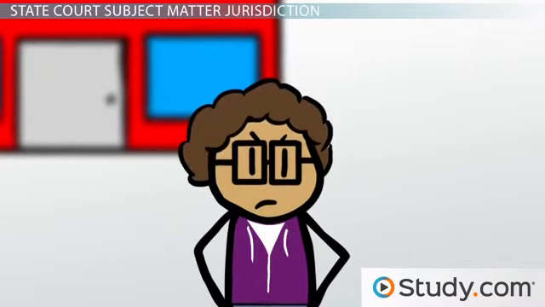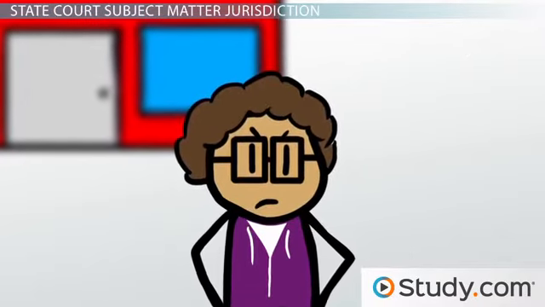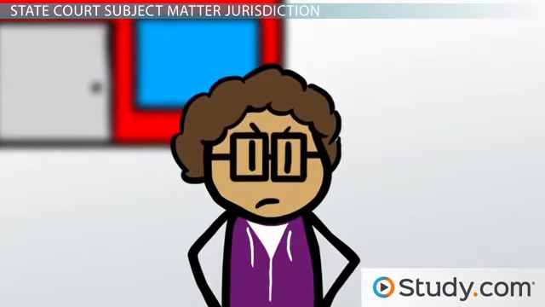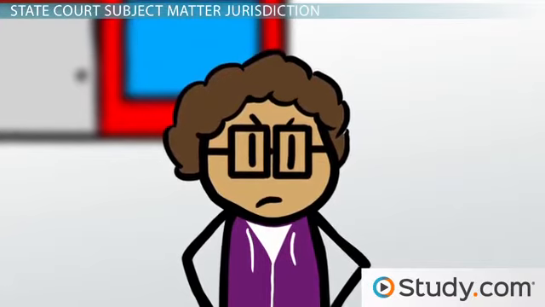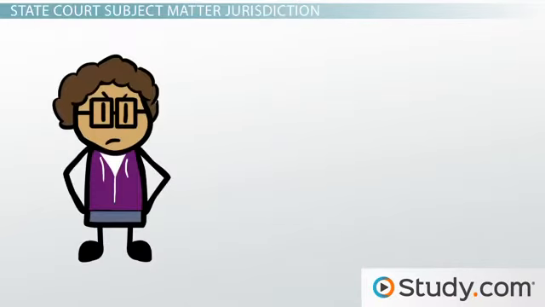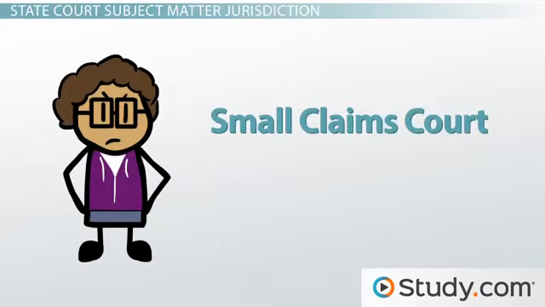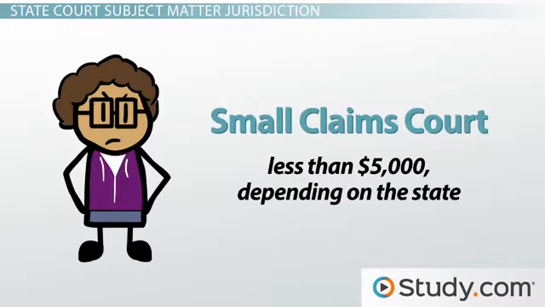Seething over the non-working lawnmower, Sammy decided he would sue Pete for the value of the mower. Unsure in which court to file suit, he did a bit of research. Sammy learned that small claims court has subject matter jurisdiction over claims that are less than $5,000, depending on the state. He and Pete live in Florida, where the threshold for a claim in his court is exactly $5,000, not including attorney or court fees.